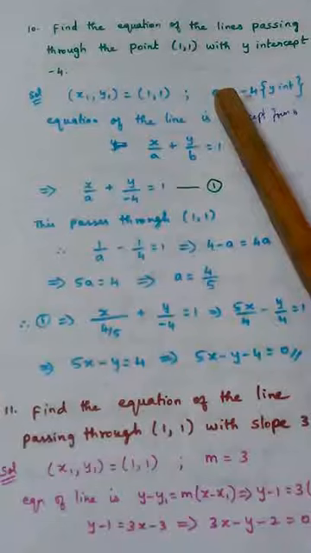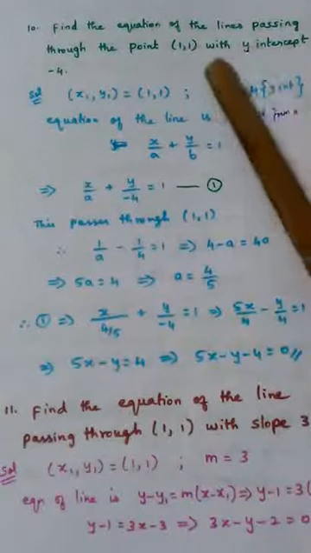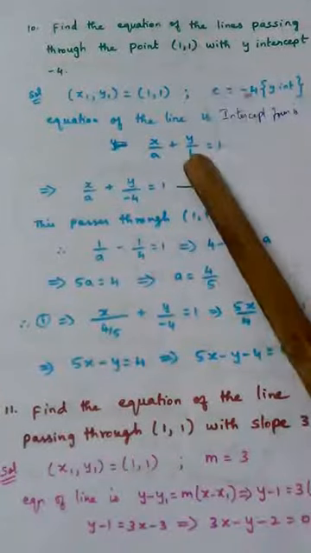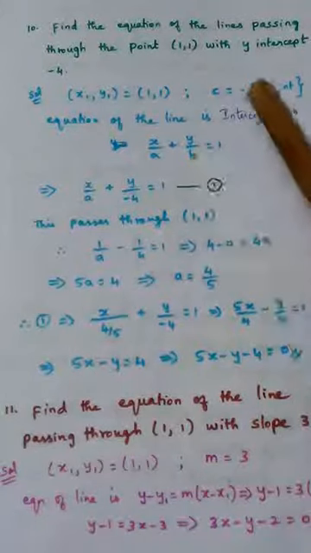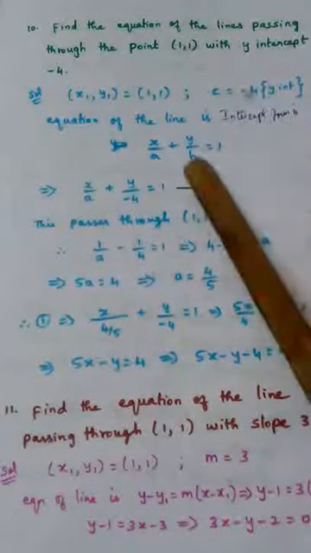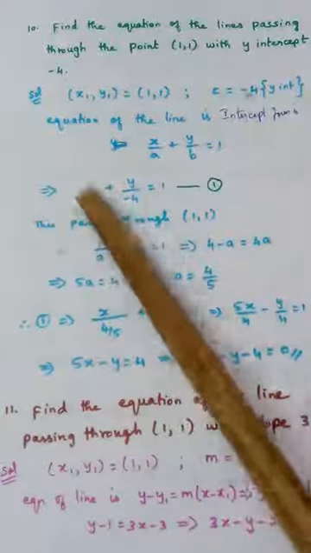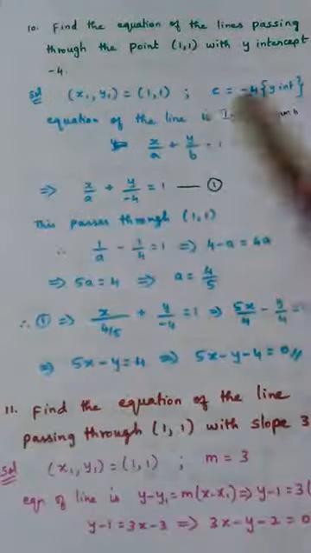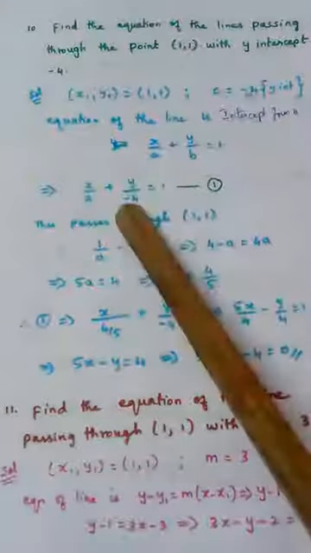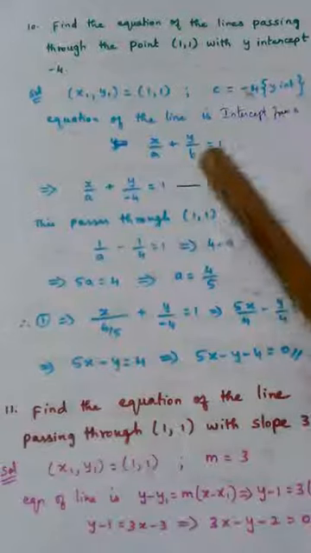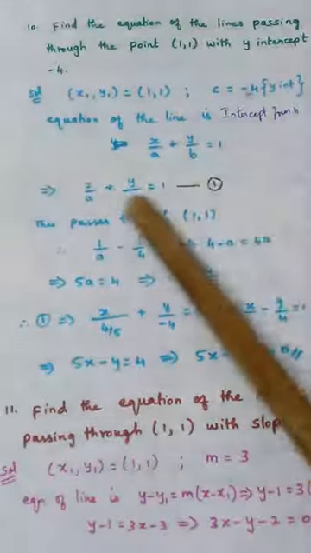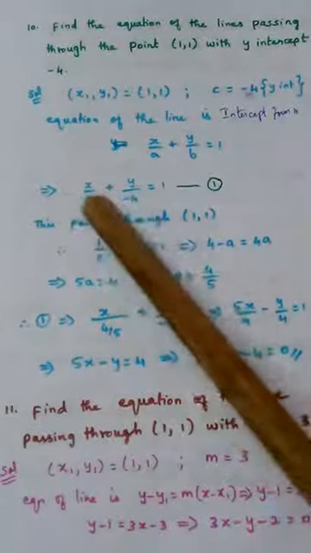Could you able to understand? This is a symbol we have just given, but here b means y-intercept, so we should put minus 4 for b. So that is what I have done. x by a plus y by b, where b is the y-intercept, the y-intercept value is minus 4, equals 1. This is taken as the first equation. So this is the equation of the line, but we don't know what a is.